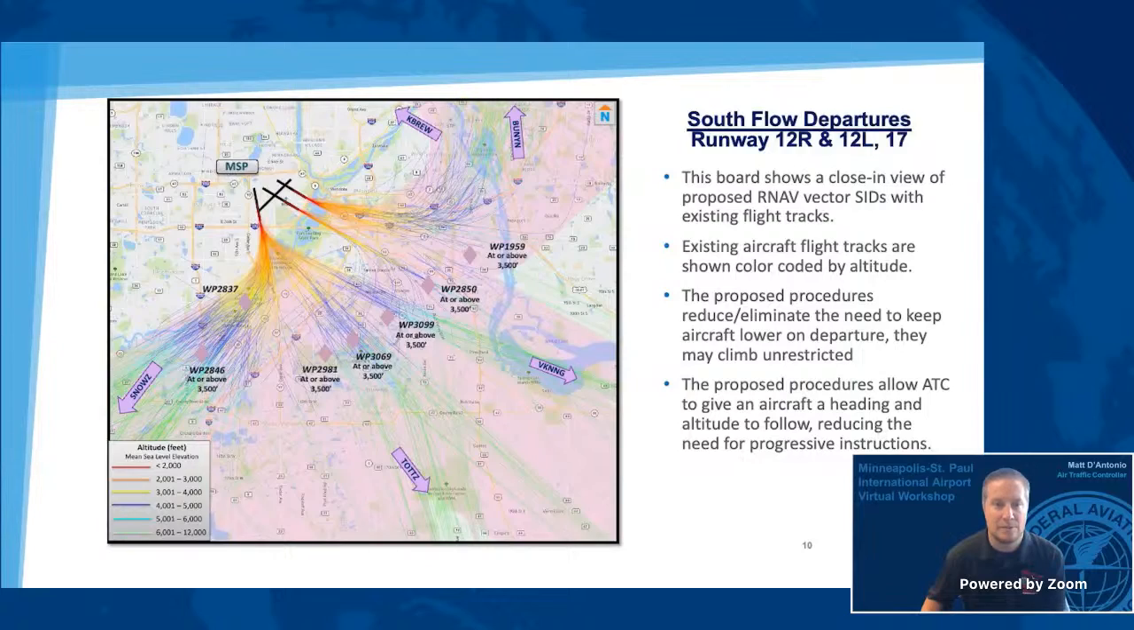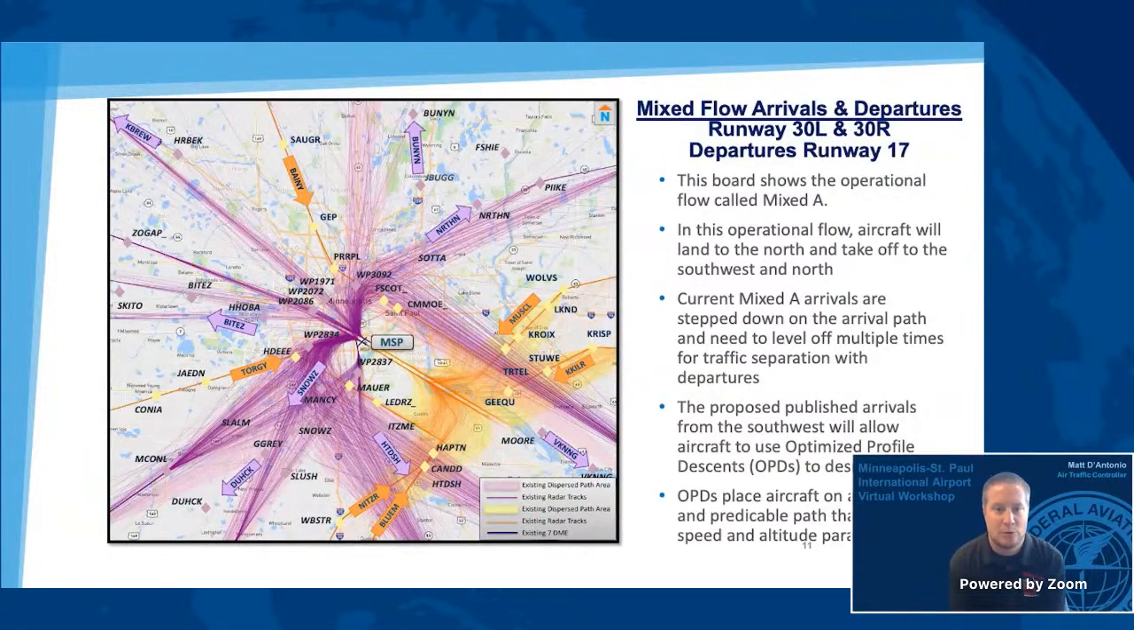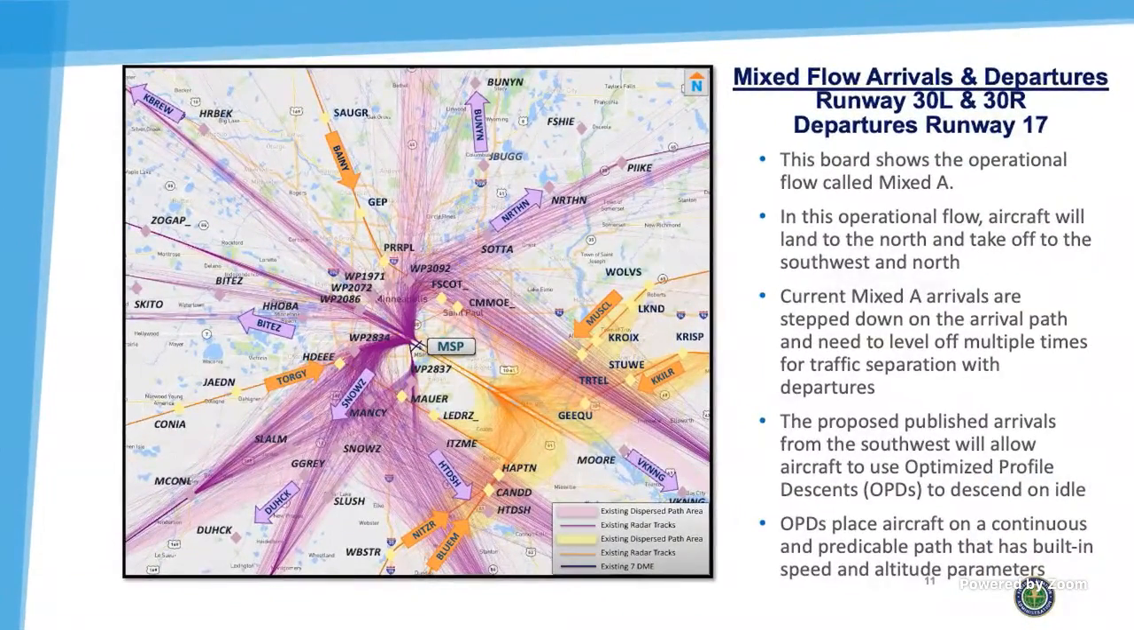These final 3 boards show what we call the mixed A operations, which is when aircraft depart to the north on runway 30 right, runway 30 left, and also depart on runway 17, while aircraft arrive on runway 30 right and runway 30 left. These boards show the existing flight tracks in purple, with the dispersion areas in pink for departures and arriving flight tracks in orange and dispersion areas in yellow.